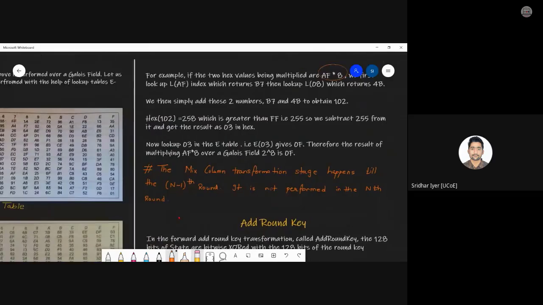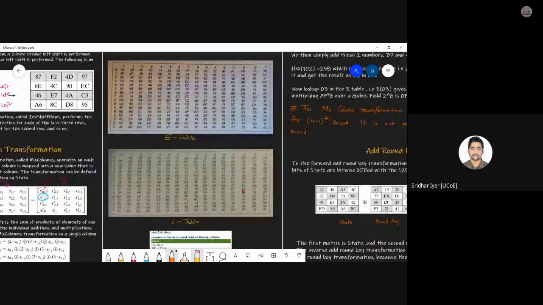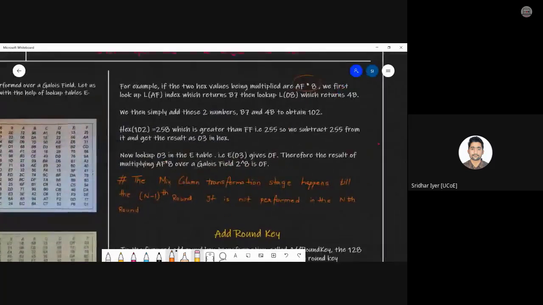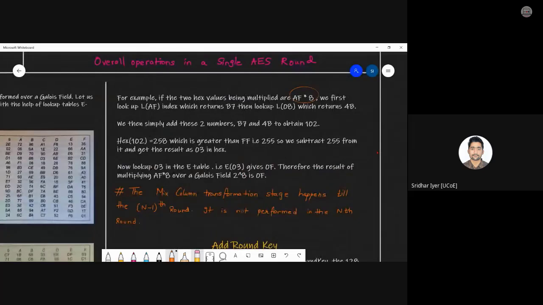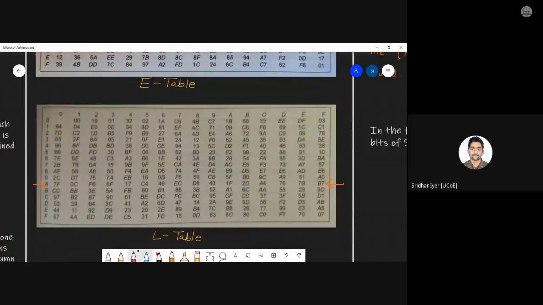What we do is we make use of two standard tables, which are called E table and L table. These are basically lookup tables. Just read it once over here. If we have two hex values multiplied, such as AF into 8, we first look up AF index in the L table. So just check AF in the L table. AF is nothing but A over here and F over here. We will get a value as B7. If it is visible, kindly let me know. AF we have to check in the lookup table, that is the L table, A row and F column, we will get a value as B7.